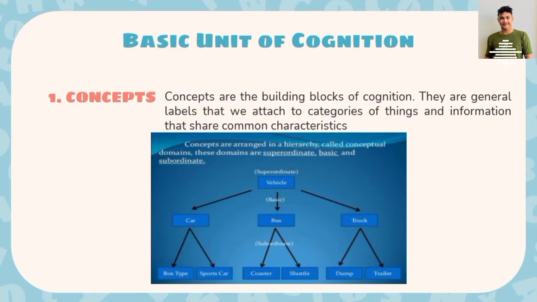Subordinate means under the control of something else, and that makes sense when you think of subordinate concepts. For example, a car, what we call the basic concept, what are the types of car? It can be a sports car. Also the bus can be a coaster or a shuttle. And also the truck can be a dump truck. Those are the subordinate concepts.